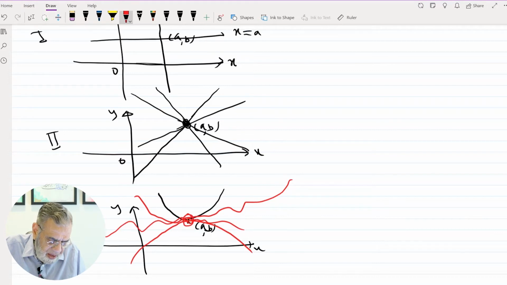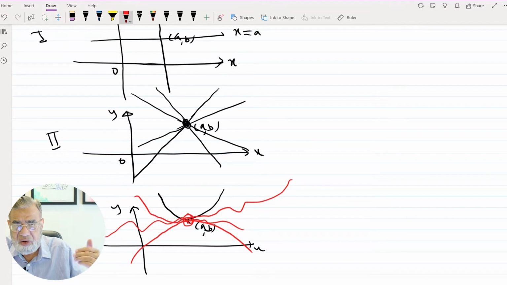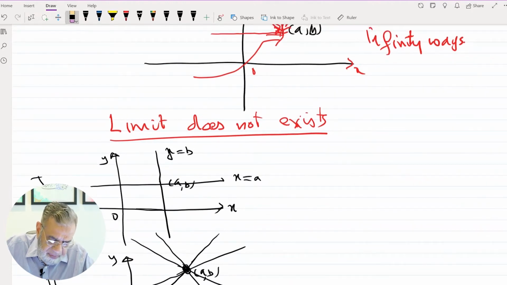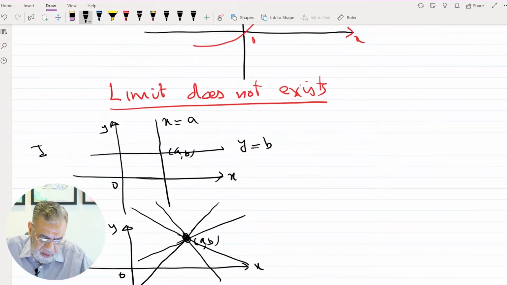The easy one is the origin, where we say x equal to 0, y equal to 0. x equal to 0 is along the y-axis, and y equal to 0 along the x-axis. Sorry, for the general point this is x equal to a, and this is y equal to b. So this is correct.